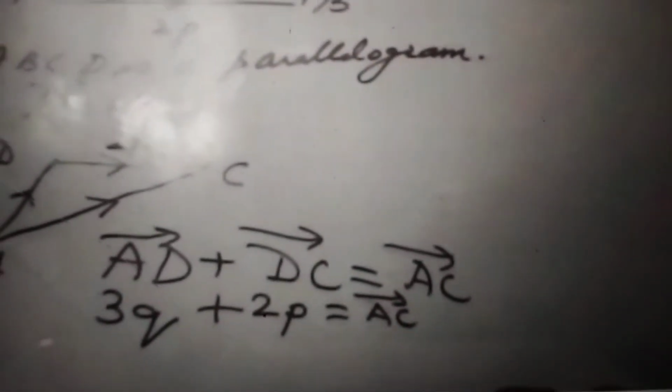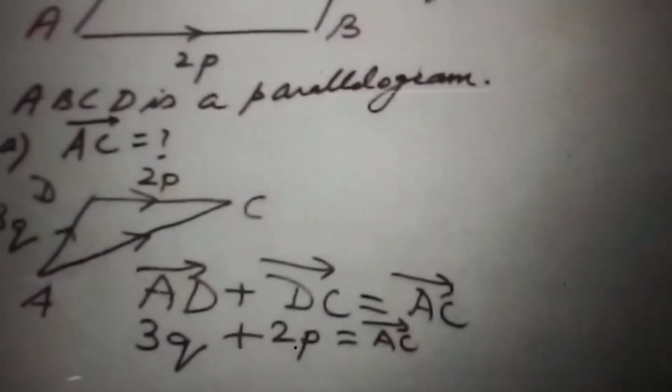So in place of AD, we simply write down its value, which is 3Q, plus DC is 2P, and you are going to get your vector AC. This is vector AC in terms of P and Q. This is your answer.